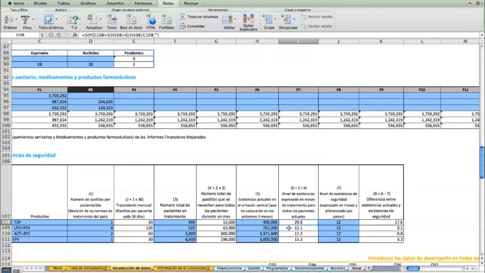In this case, the reference is 29 months for TDF, 12 months for RTV, 11 months for AZT plus 3TC, and 15 months for EFV. This column refers to the level of security expressed in months. The country establishes through the Ministry of Health how many months are required to have in stock.